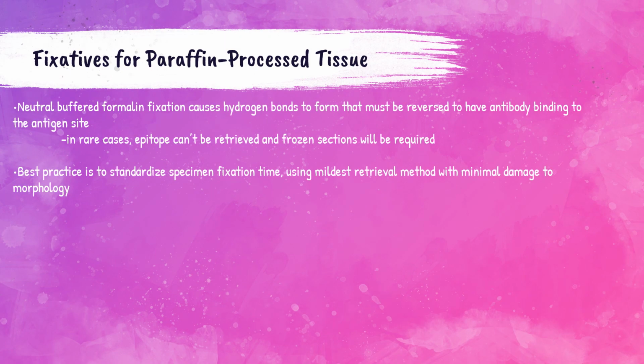Fixation in neutral buffered formalin causes hydrogen bonds to form. These must be reversed to ensure that the antibody can bind to the antigen site. In rare cases, the epitope cannot be retrieved, and in these cases, frozen sections will be required. The best practice is for the histology laboratory to standardize the fixation time for specimens using the mildest retrieval methods that cause minimal damage to the morphology of the tissue.